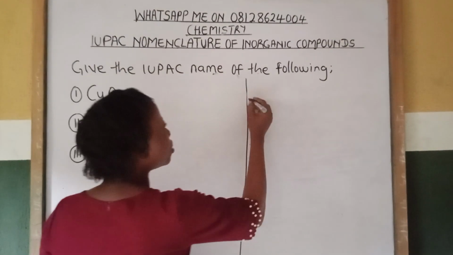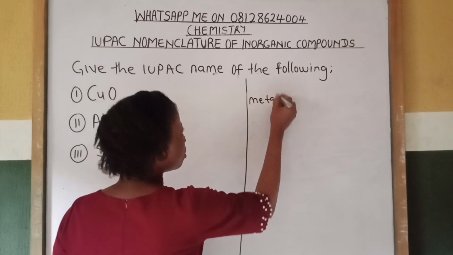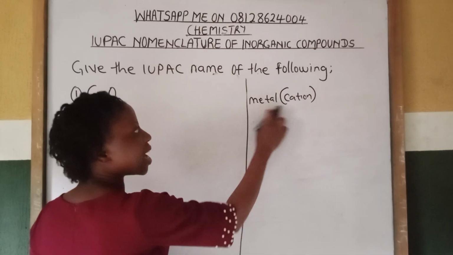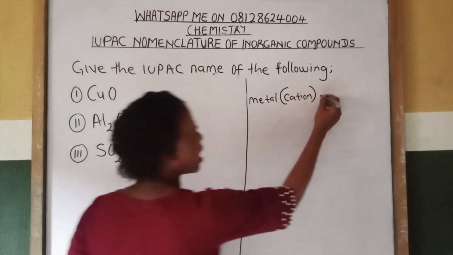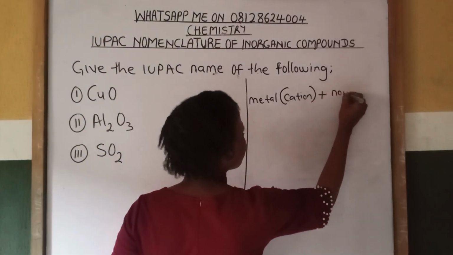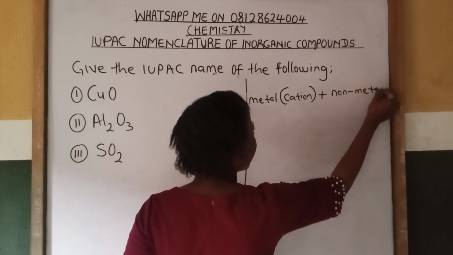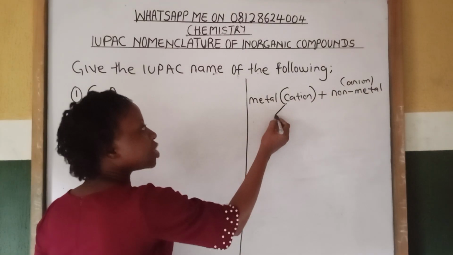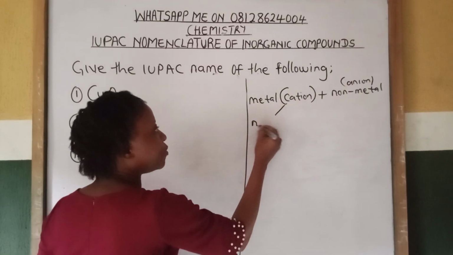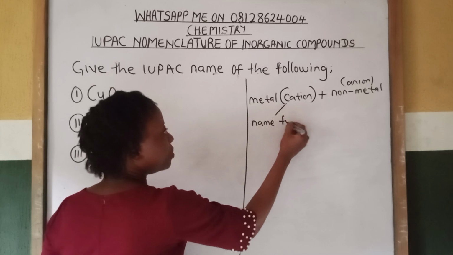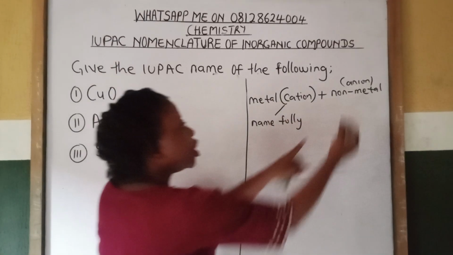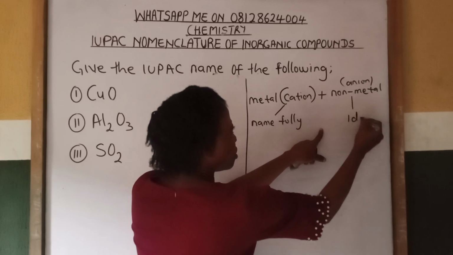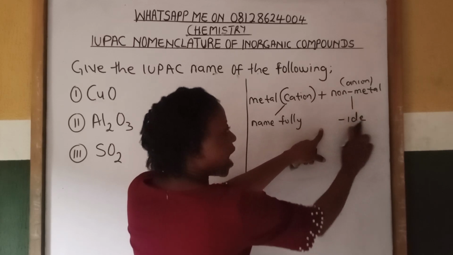So when your compound consists of a metal, or cations, don't forget that the metallic atoms are cations, and a non-metal, or anion, the metallic atom will be named fully. While the non-metal will end with "ide".